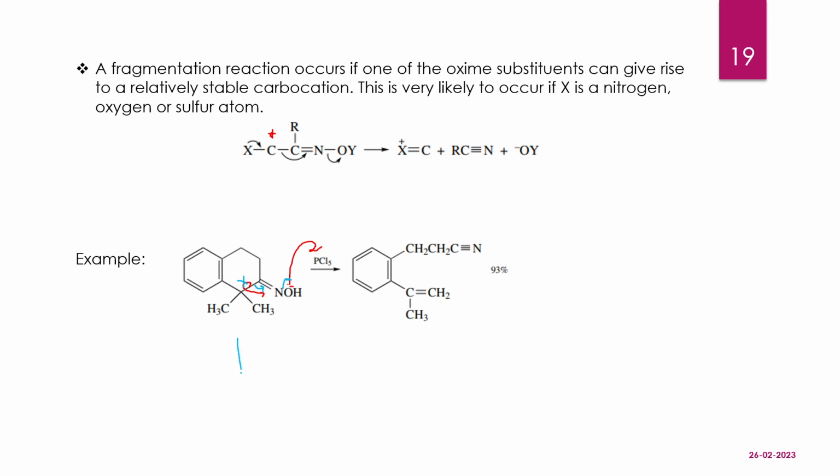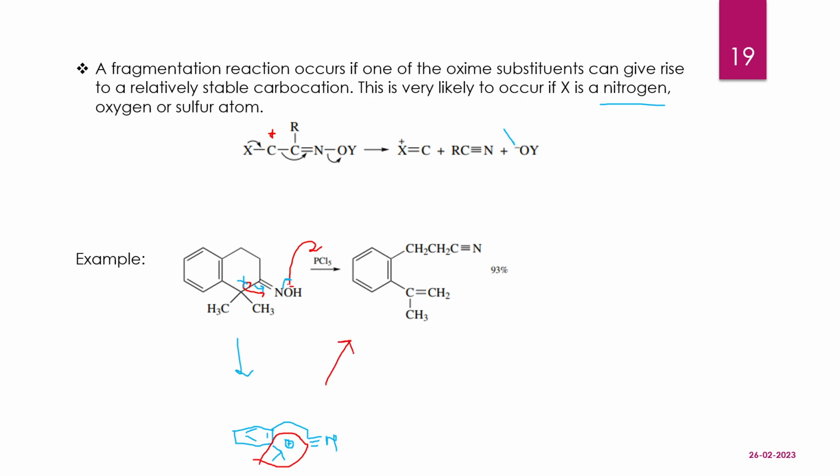So in the medium, what are we getting? We are getting a carbocation and a carbon nitrogen triple bond. You may think that I have seen written that the X has to be a nitrogen, oxygen, or a sulfur atom to stabilize the carbocation. But see, there is no heteroatom adjacent to this carbon. How is this carbocation getting stabilized?